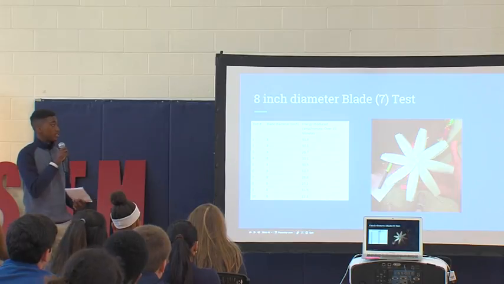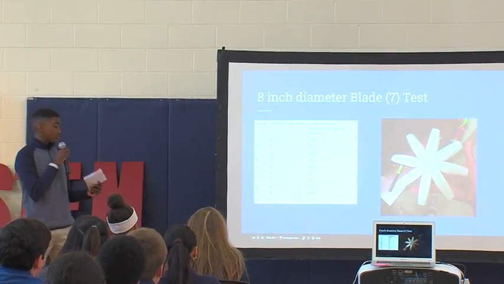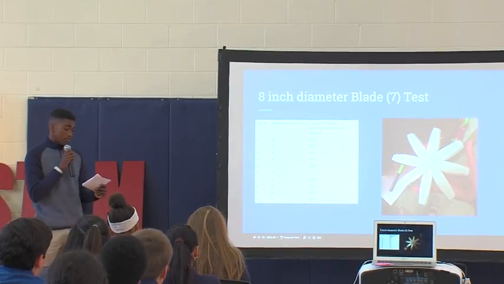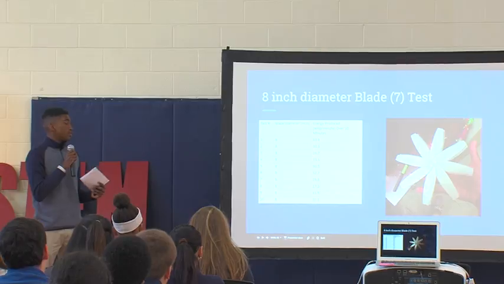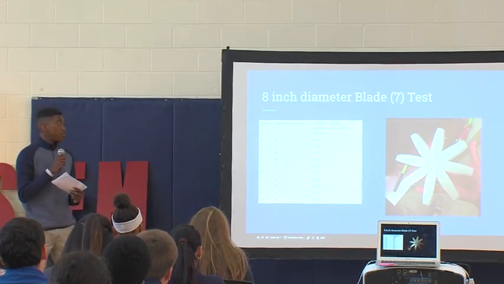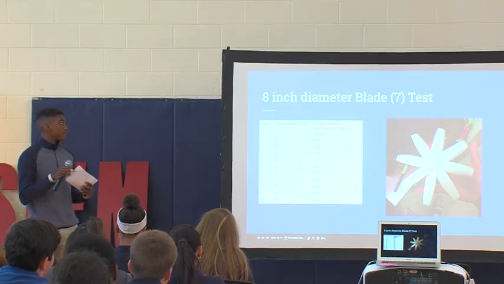That's why in the third test I decided to print that 3D blade you see here. And this was the most successful by far. This produced an average of 29.73 amps per minute. And I felt that this made me realize that I wanted to design something that's light, but at the same time has a large surface area, so that a lot of energy can be produced.